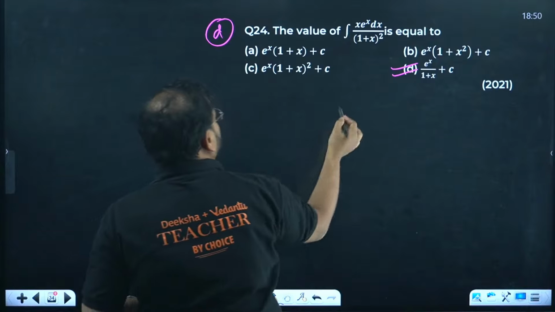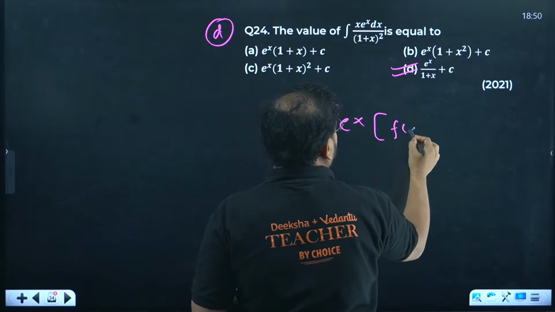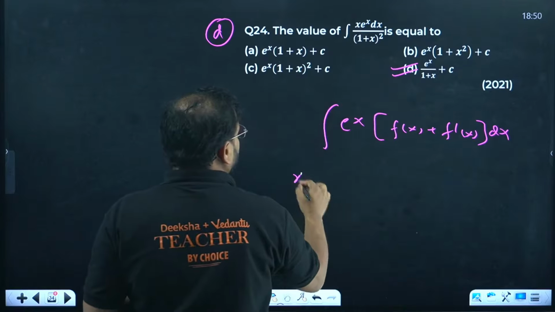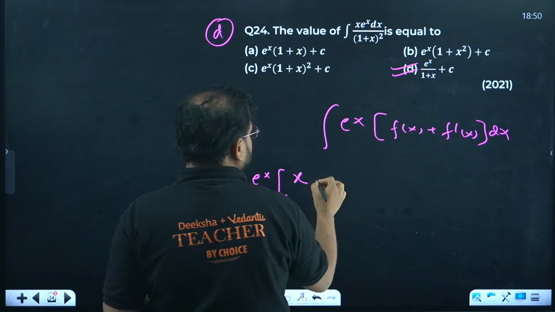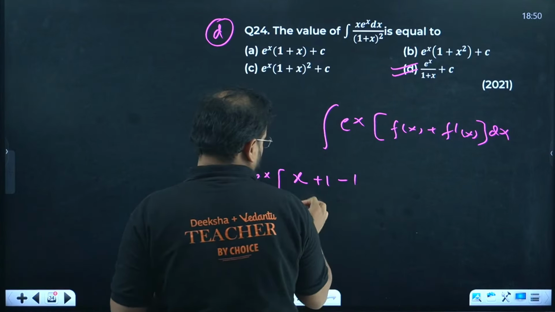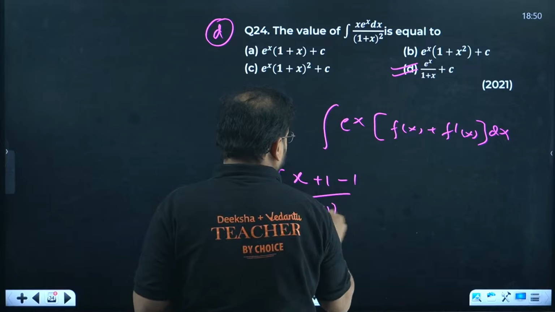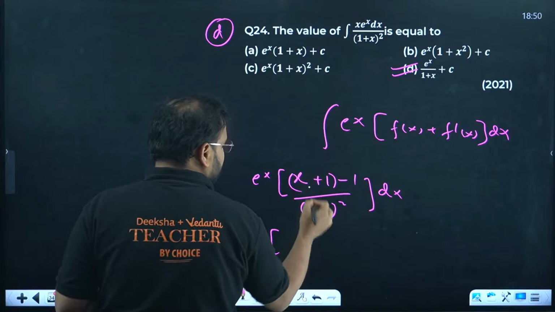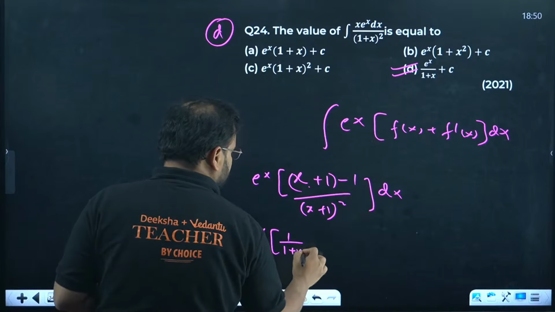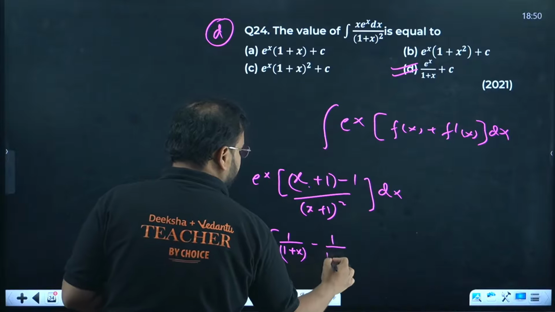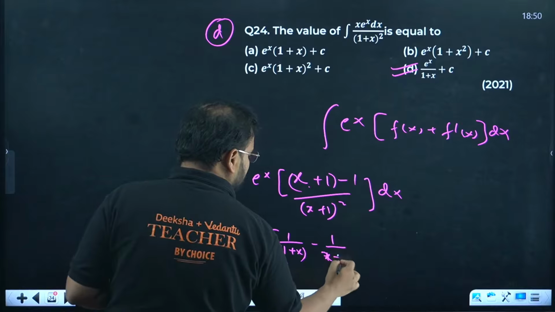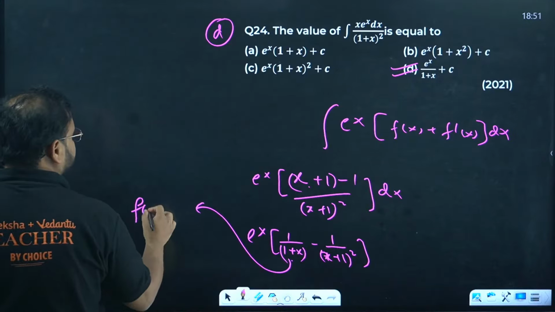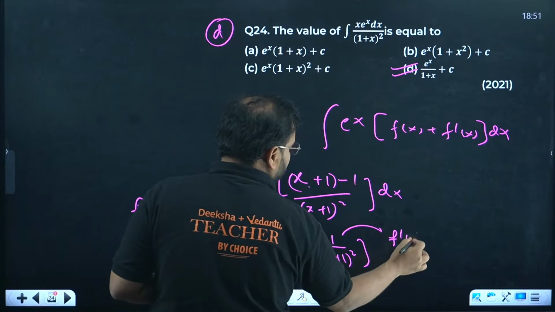How do we solve this? This result, e power x [f(x) + f'(x)] dx. In this question, write e power x outside and write this as (x + 1 - 1) divided by (x + 1) the whole square. So e power x, separate the terms, you'll have this and this cancelled. So 1 upon x plus 1 minus 1 upon (x + 1) the whole square. This is your f of x and this is your f dash of x.